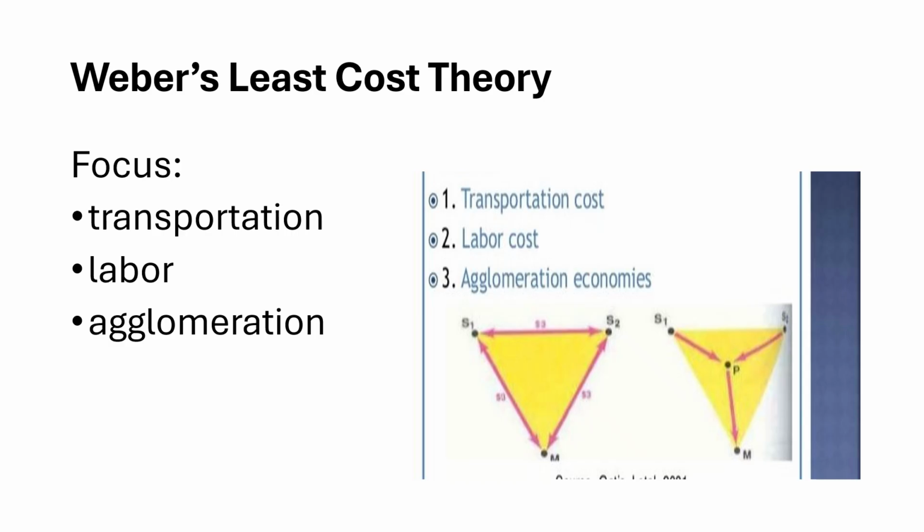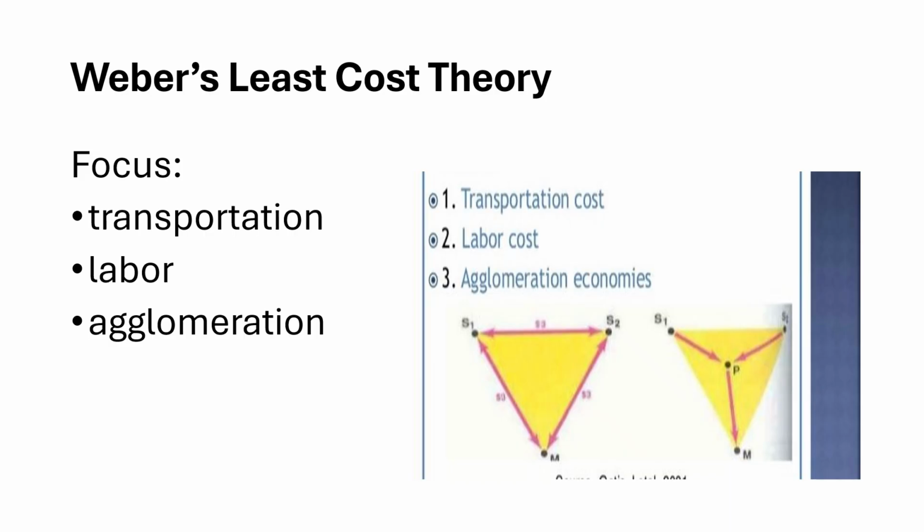Alfred Weber, or Weber, he was German. He created a least cost theory that focuses on transportation, labor, and what's called agglomeration economies. He looked at where the factory needs to be placed based on the cost of the product to make and deliver to market, how much the labor is going to cost you, and are there other factories or services nearby to help keep the factory running.